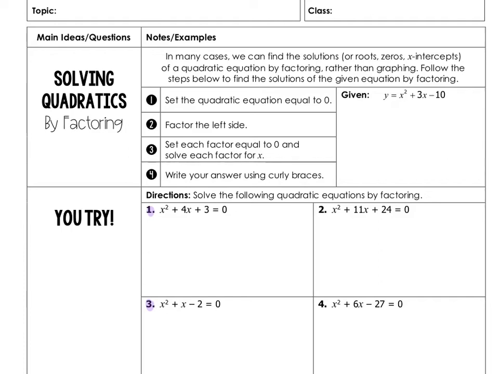Hey, what's up, everyone? Today we're going to be looking at solving quadratics by factoring. Now, if you've been following along in my classroom, we've been kind of skipping around just a little bit. So the too long, didn't read version of this is simple.